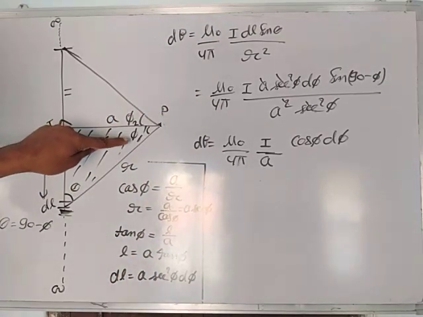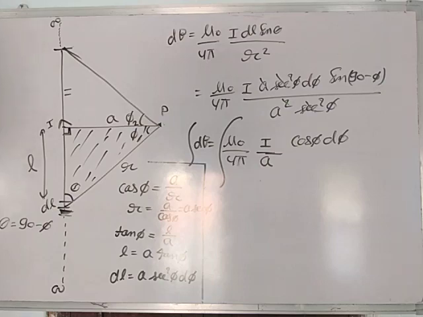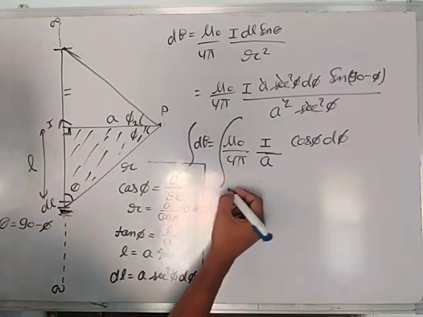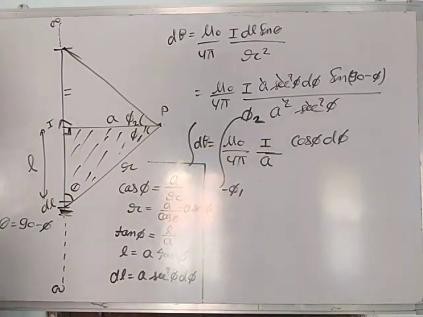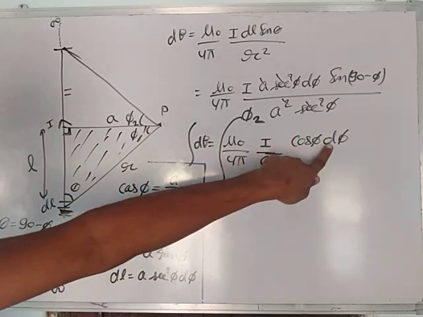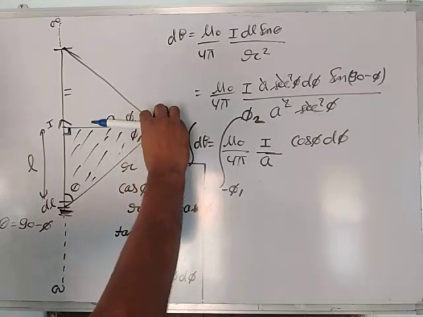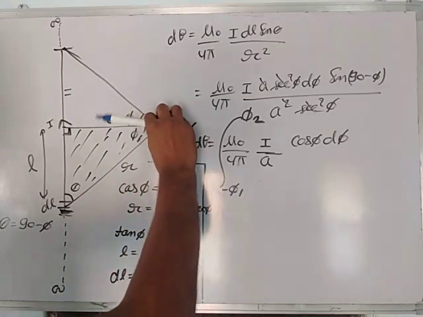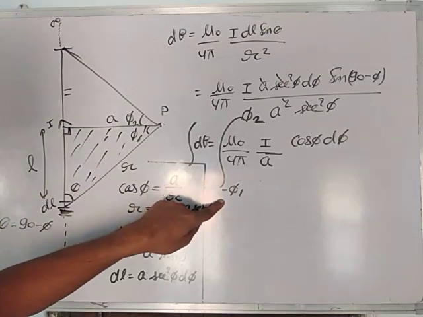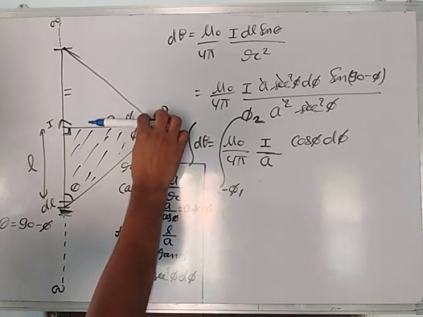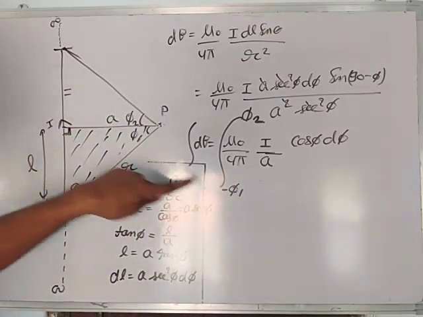Then for the given phi 1 and phi 2, if you integrate this expression, the limit of phi is minus phi 1 to plus phi 2. Since we are going in the downward direction here and the upward direction here, whenever the direction of the angle changes, you will consider the sign. Here the direction of phi 1 is anti-clockwise and the direction of phi 2 is clockwise. Hence for phi 1 we are using the sign minus.